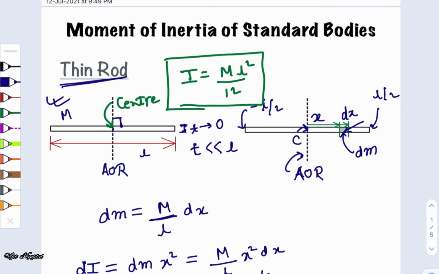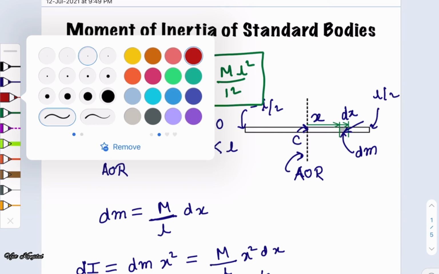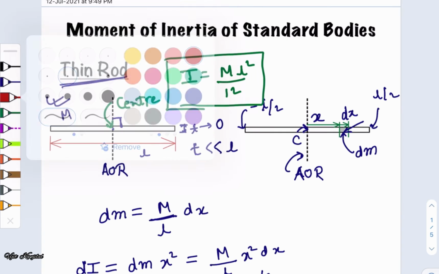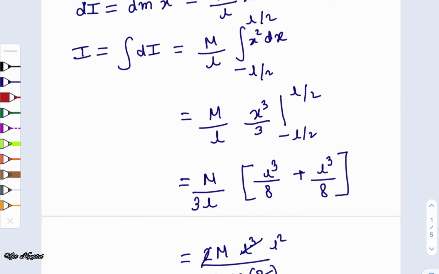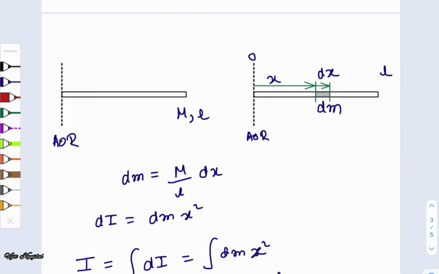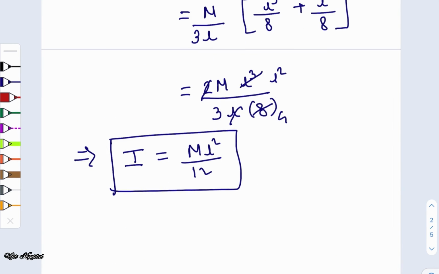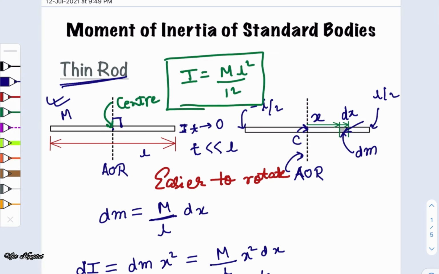it's much easier to rotate as compared to the case when the axis of rotation is passing through one of the ends. So this particular case is more difficult to rotate as compared to this particular case.